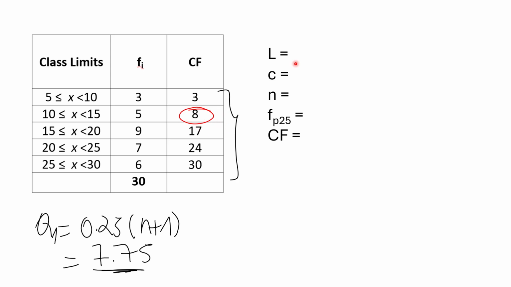Now we'll look for the L. L is the lower class limit of the frequency. We'll take 10 as being our L, and for C we have 5. How do you find 5? You start counting from 5: 5, 6, 7, 8, 9. So that will be 5, because remember 10 is not included, 15 is not included, 20 is not included, 25 is not included, 30 is not included.